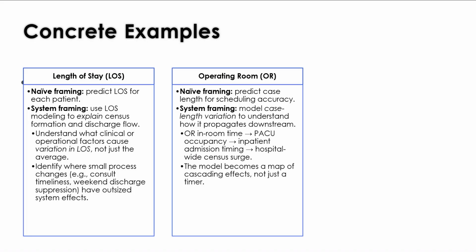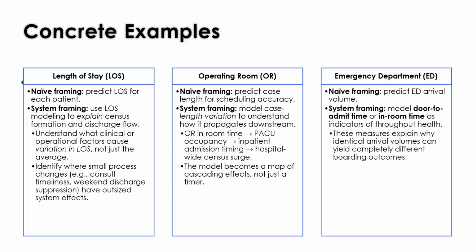In the operating room, you might still want to predict case length for scheduling accuracy if you're thinking of it naively, but if you take this system's point of view, you would be doing it maybe for the purpose of understanding its downstream propagation of the impact, through the OR, PACU, hospital stay, to understand how it impacts the broader system when there's variation in the case length. So the model becomes a map of that cascading effect and not just an individual piece of information.